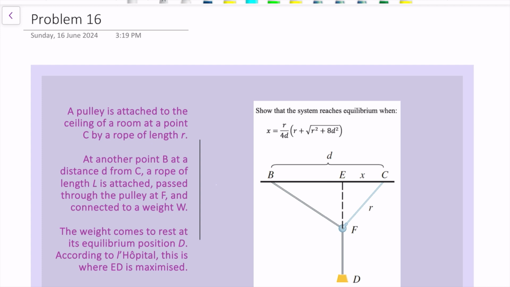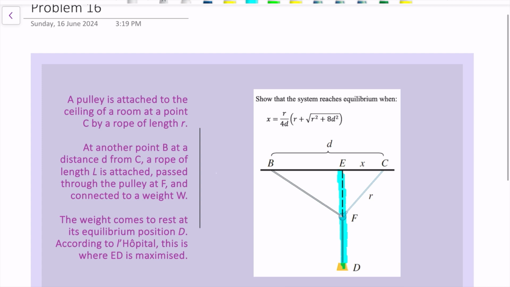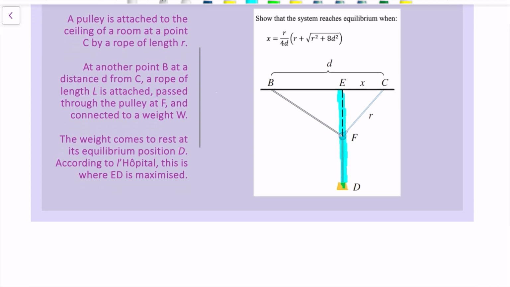So we need to find an expression for ED, which is this length coming down the middle here, and then we need to optimize it and find the maximum of it. Okay, so it's important in optimization questions to know what is variable and what is constant. So in this question, x is the variable because that is the horizontal position of the weight when it comes to rest. ED will be maximized. We need ED in terms of x. D, the distance between B and C, and R, the length of the rope, are constants.